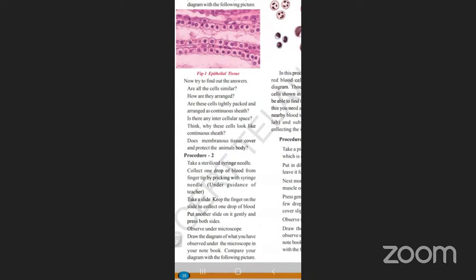Take a sterilized syringe needle. You have to use a sterilized syringe needle and collect one drop of blood from the finger. Why do we need to use a sterilized syringe needle? So as not to get any other diseases. We have to use a sterilized syringe because we are injuring that particular finger to collect one drop of blood from the fingertip. To avoid infection, we take a sterilized syringe needle and collect one drop of blood from the fingertip by pricking it with the needle.